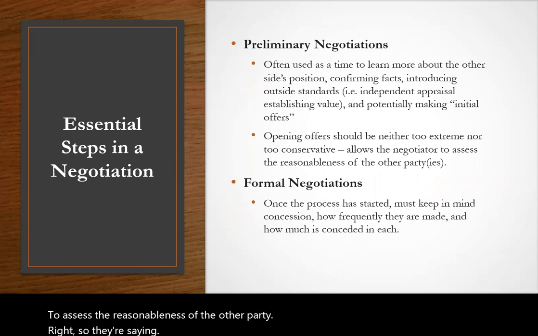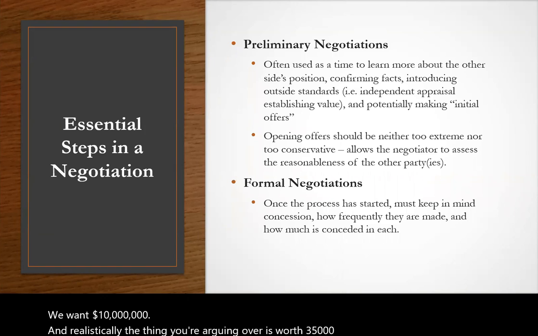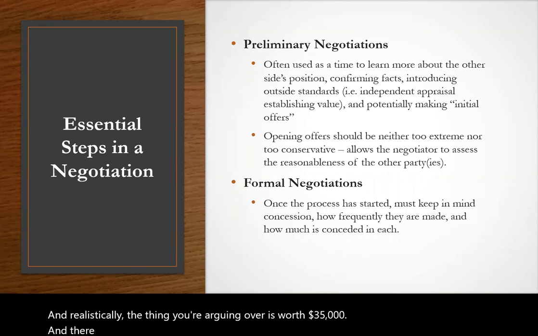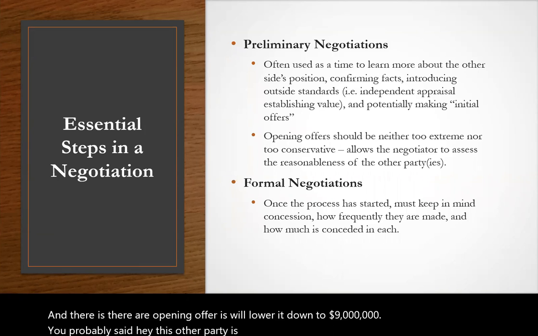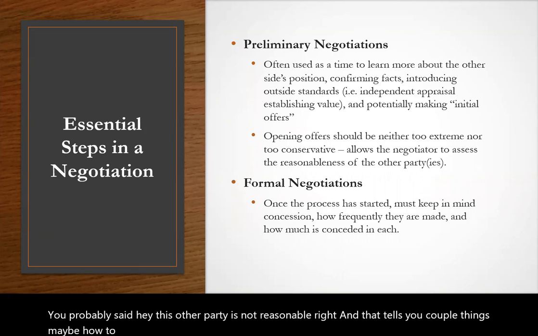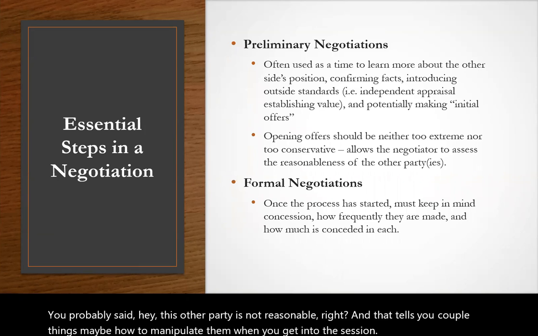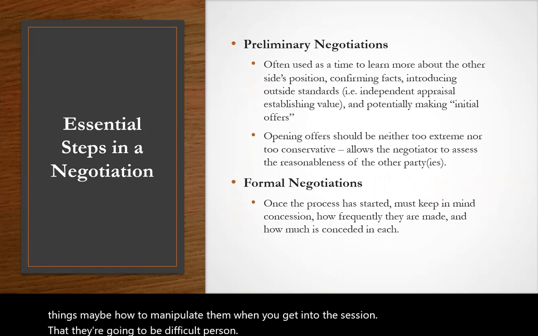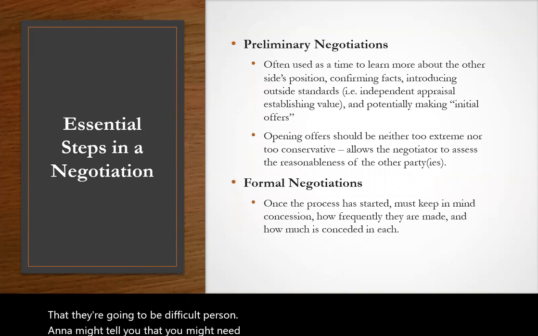So if they're saying, you know, we want $10 million, and realistically, the thing you're arguing over is worth $35,000, and their opening offer is, we'll lower it down to $9 million, you're probably going to say, hey, this other party's not reasonable, right? And that tells you a couple of things. Maybe how to manipulate them when you get into the session, that they're going to be a difficult person. And it might tell you that you might need to walk away, right? Walk away from the deal.